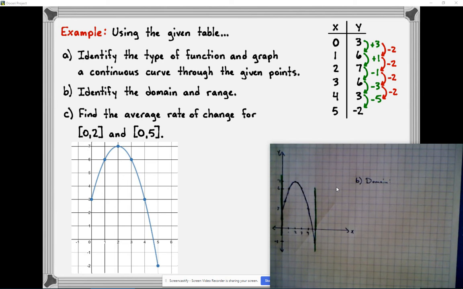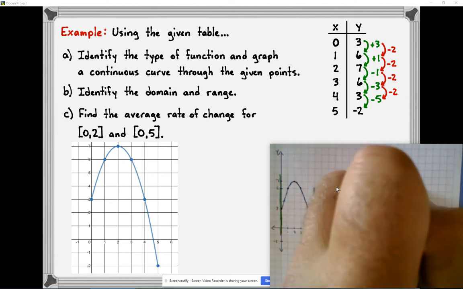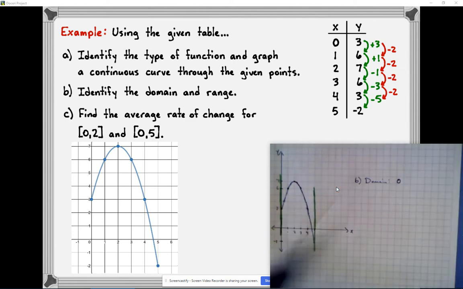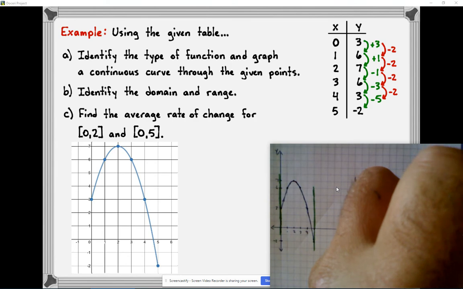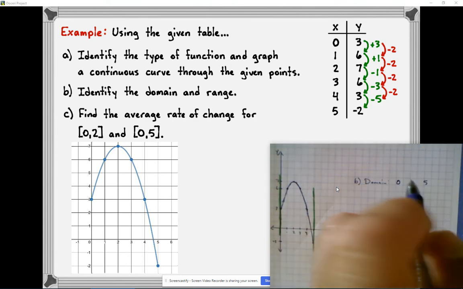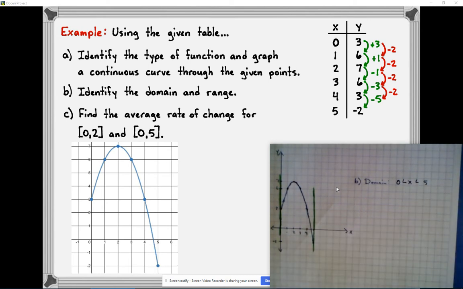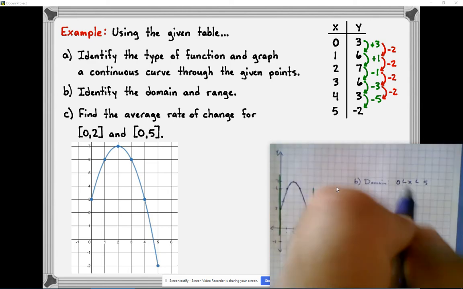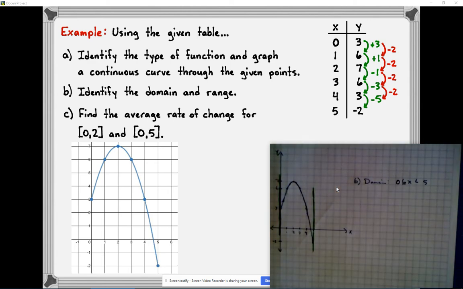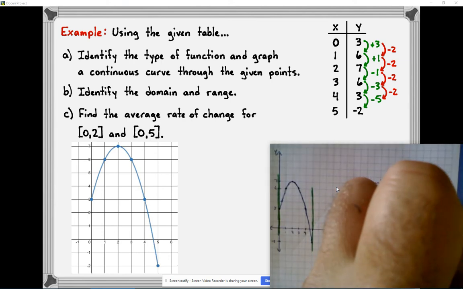The domain is from the green line to the green line. It's where the parabola starts, where the parabola ends. So in this case, we would say that it starts at 0 and then it ends at 5. Now this is going to be inequality notation, okay? So we're going to say 0 less than or equal to x, less than or equal to 5. Notice that the table does have a value for x equals 0. So this domain does include 0, so we're going to put an equal sign there. And we have a value for x equals 5, so we're going to put an equal sign there.